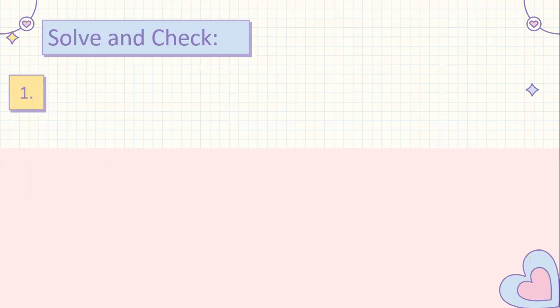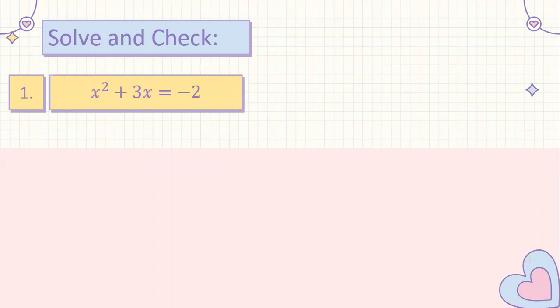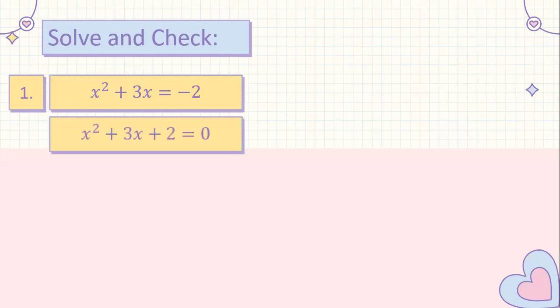Let's have this first example. So if we have this equation, x squared plus 3x is equal to negative 2. So first we transform that to the general form, or the form ax squared plus or minus bx plus or minus c is equal to 0. So we just transpose the negative 2. So we now have this one. x squared plus 3x plus 2 is equal to 0.